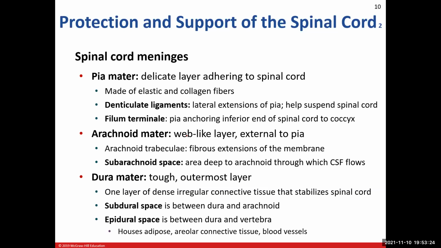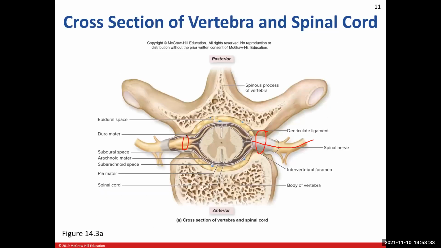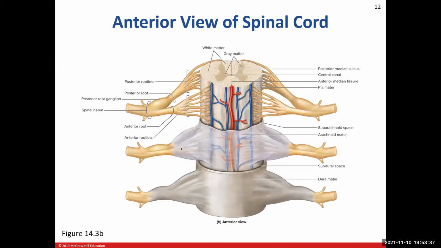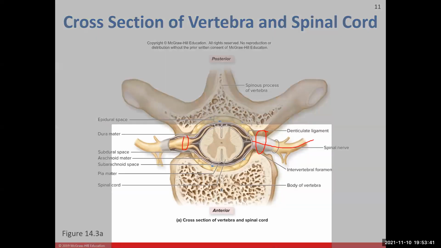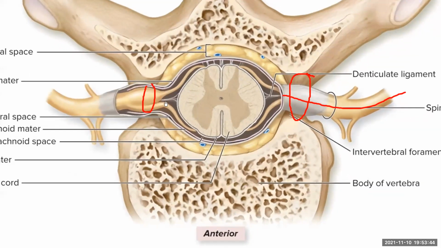Now, there's a structure that you should be familiar with. It's called the denticulate ligaments. And so they shoot off the side here of the spinal cord, excuse me, sorry, let me zoom in here. And it helps to stabilize, there they are, here's the denticulate ligament, right?